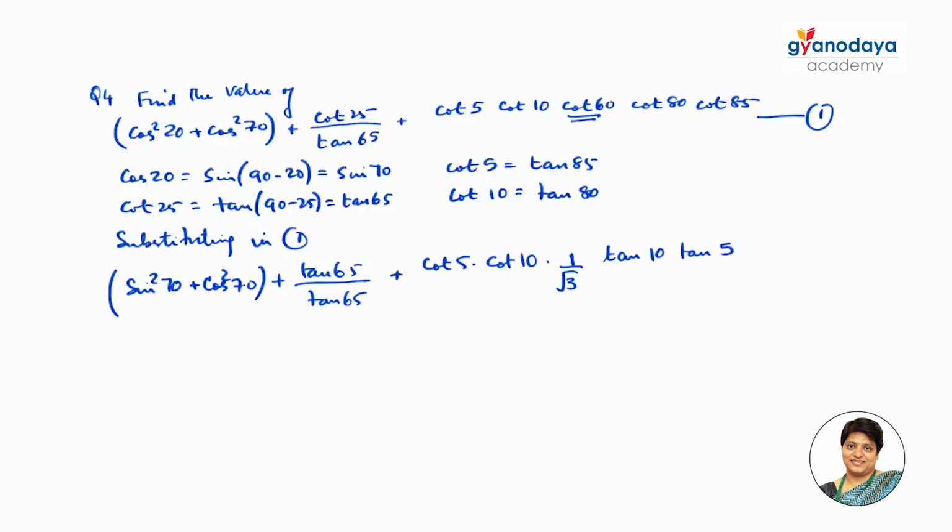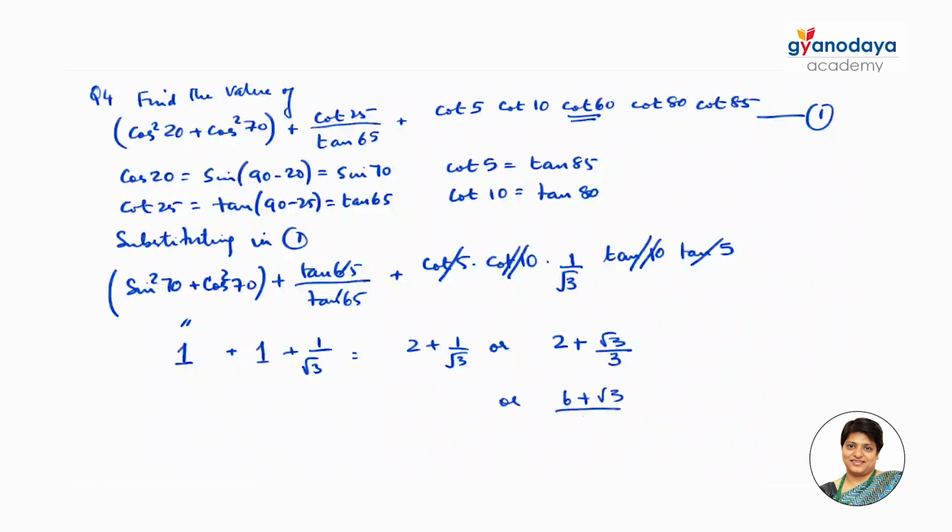So we know that sine squared theta plus cos squared theta is 1. So sine squared 70 plus cos squared 70 is 1. The tan 65 terms will get cancelled and we get another one. Now cot 5 will get cancelled with tan 5 because cot 5 is essentially 1 by tan 5. Similarly, cot 10 will get cancelled with tan 10. So we will be left with 1 by root 3. So the answer is 2 plus 1 by root 3, or if I rationalize, 2 plus root 3 by 3, or 6 plus root 3 by 3. So this is the answer that is required.